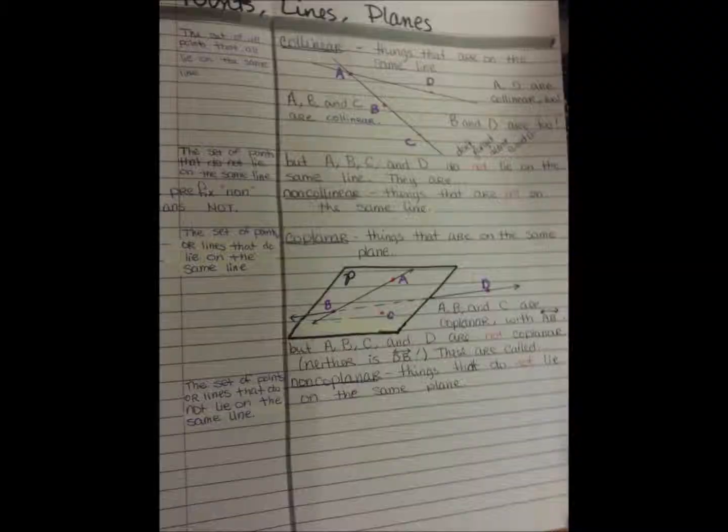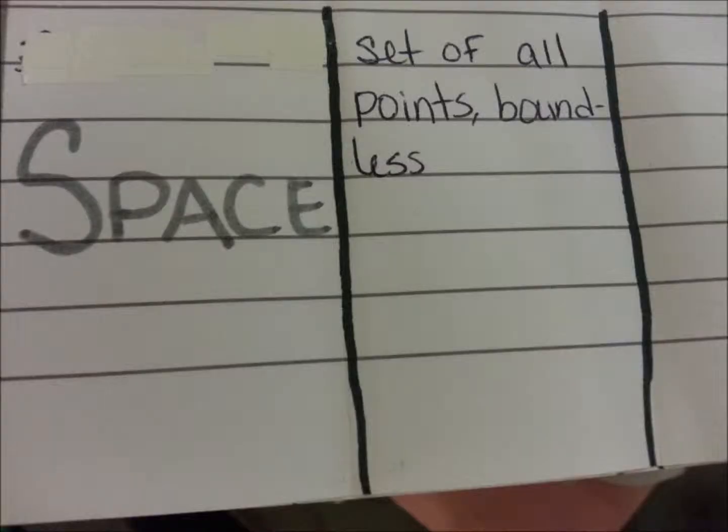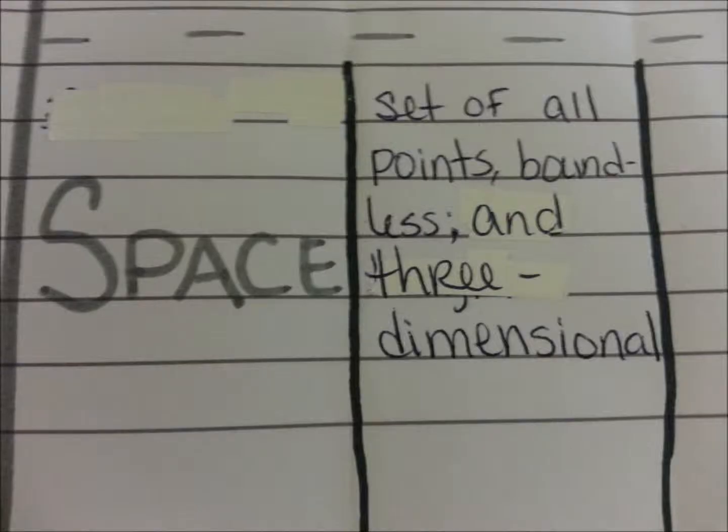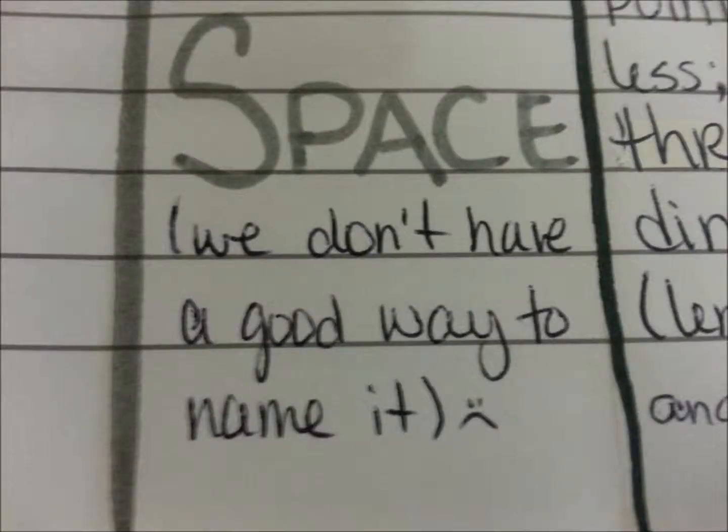So we've got points, lines, and planes already described. Well, let's talk about space for a moment. Space is a set of all points, boundless and three-dimensional, so it has length, width, and depth. We don't have a really good way to write the name of a space, at least not that I found. Go ahead and check out Google or Wikipedia, see if maybe you can find a way that they name space in geometry, and let me know in the comments below.